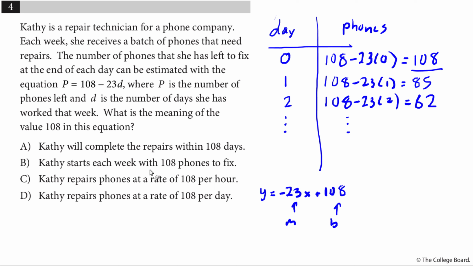She starts each week with 108 phones to fix, and you can see before she works, there were 108 phones, so that looks like a promising answer. This is not 108 per hour, it's actually 23 phones per day that she fixed.